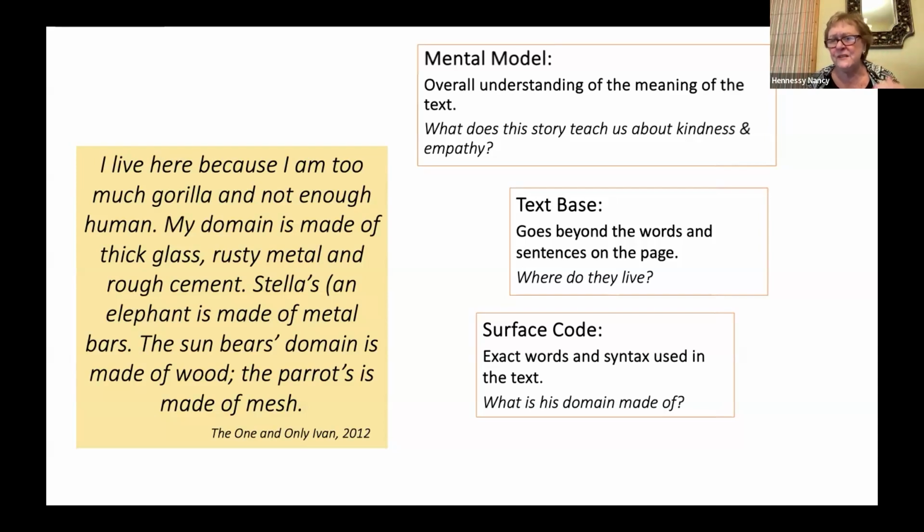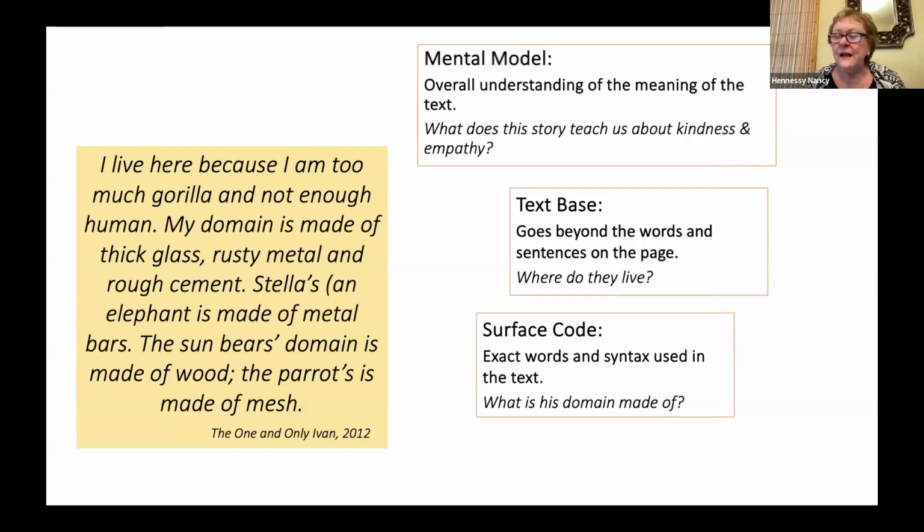What are the examples that the students take away? What are the lessons that they learn about kindness and empathy? Because certainly when we talk about Ivan himself, he has a few friends that live with him at the mall.